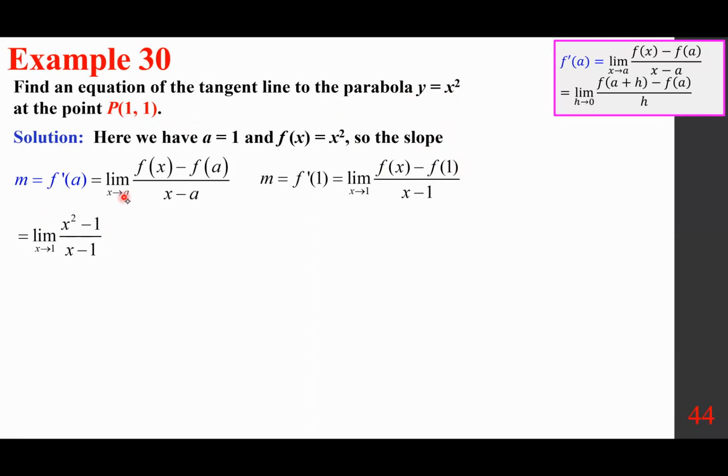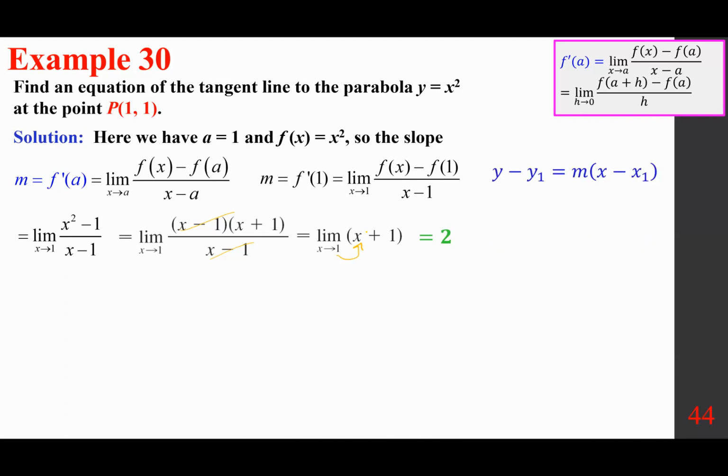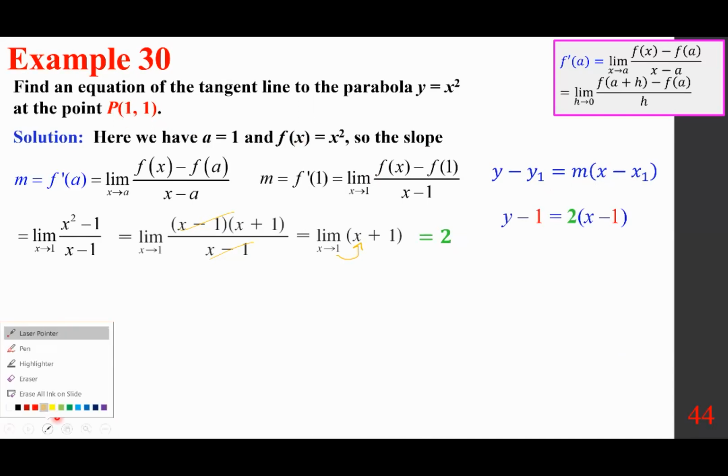You need to do factoring, and you've done factoring a lot. X squared minus 1 factors to x minus 1 times x plus 1. And you can drop these two. And if I plug in 1, I get 2. I get this slope. Point slope, y minus y1 equals m times x minus x of 1. So y minus 1 equals m times x minus x of 1, which is 1. And we get y minus 1 equals 2x minus 2.